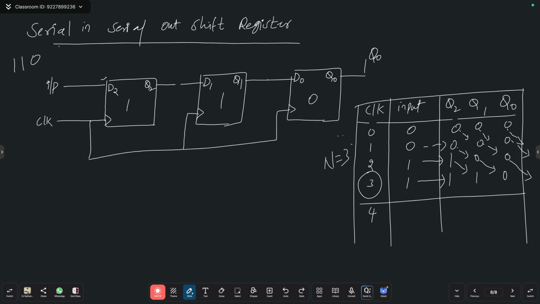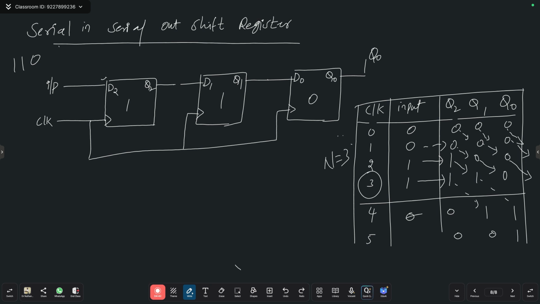Yes or no? 0. Sorry. Here 0. This is no input. Here 0. This will not come. 1 will come. Okay. Then what is going to happen? Next, the fifth clock. Then 0, 0, 1. Yes or no? Correct. So this is the problem.